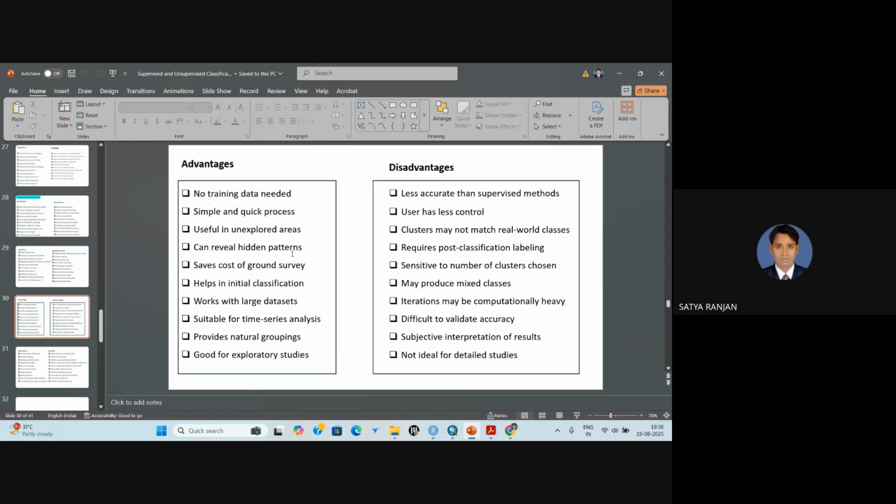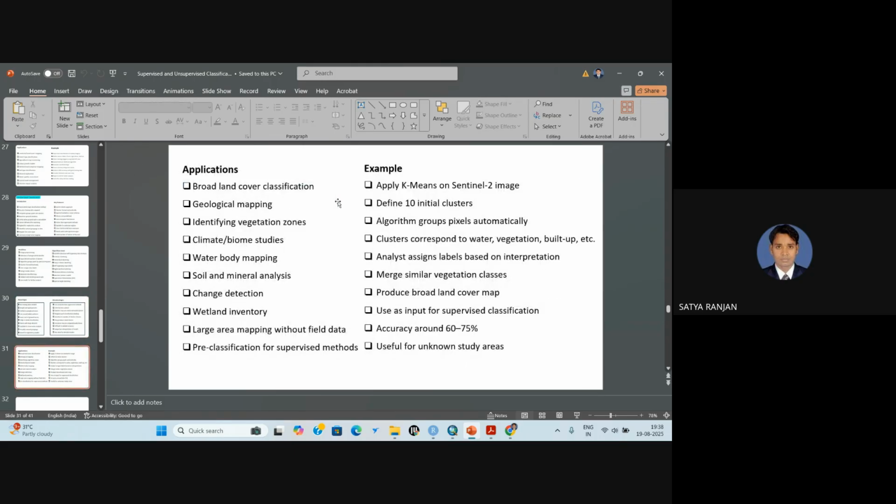So basically, for low and moderate resolution data, unsupervised classification is good. So for broad land cover classification, geological mapping, climate biome studies, water body mapping. In the water body studies, you can give the accurate data because most of the time water bodies have low reflectance values, so it creates good boundaries. And for change detection, wetland inventories and all related to large area mapping without field data.